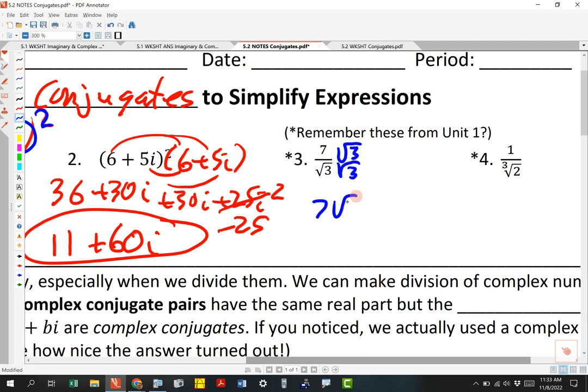So this is going to give me 7 radical 3 over square root of 3 times square root of 3, which is 3. Can I cancel the 3 with the radical 3? No. Okay, so we're done. This is the answer right here. Let's take a look at the next one.